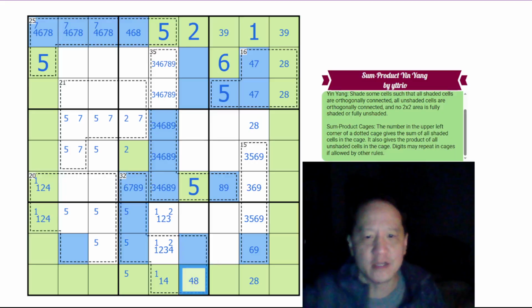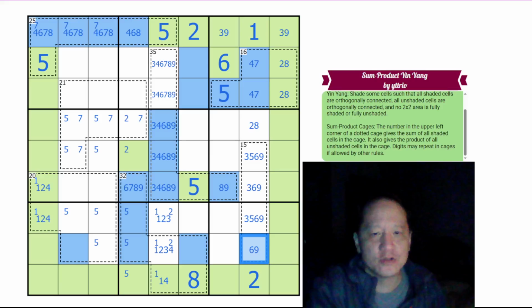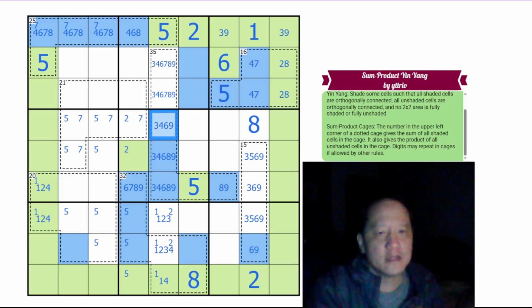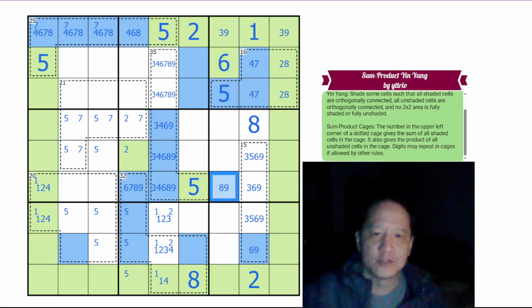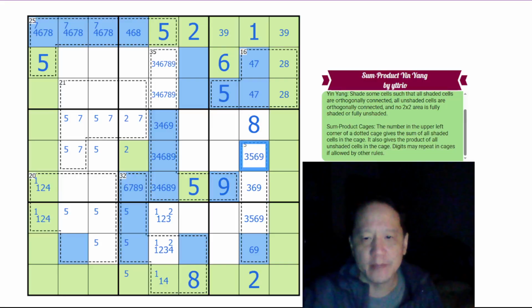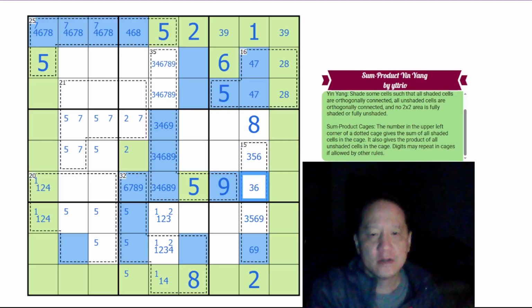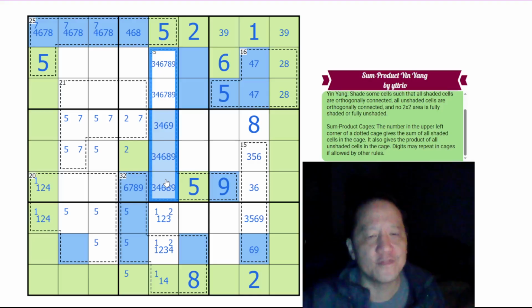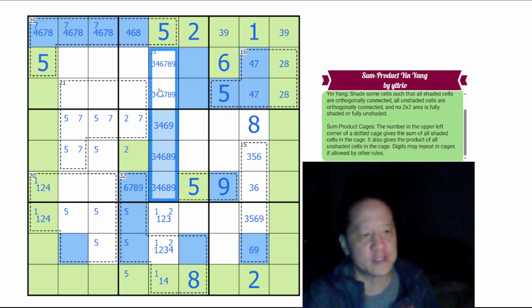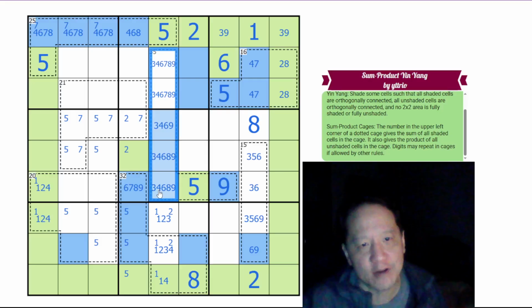So this must be an 8. Which means this can't be 8 here. It's 2, which means this can't be 2 here. It's 8, which eliminates 8 here. This 8 also eliminates 8 here. So this is 9, which means this can't be 9 here. Which means 35 minus 9 is 26. So 4 digits adding up to 26 must be 3, 6, 8, 9 without a 5.